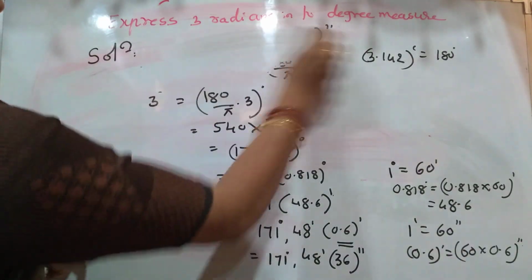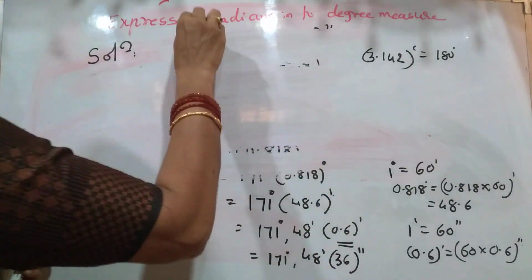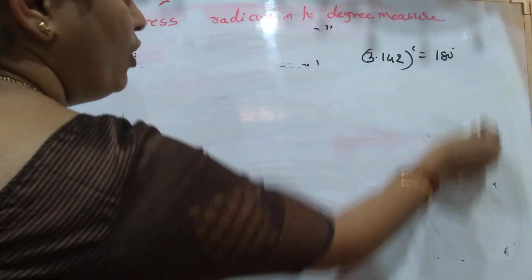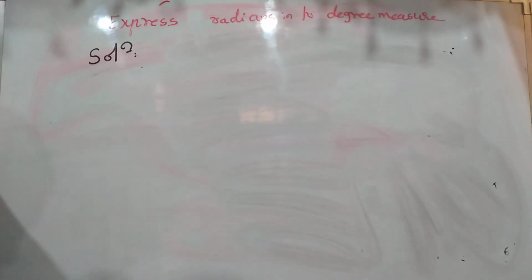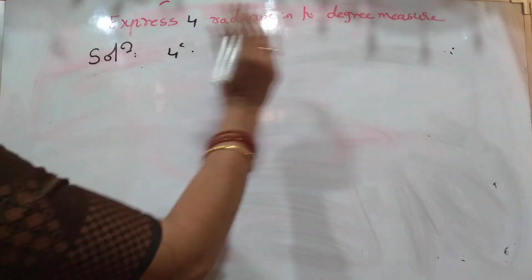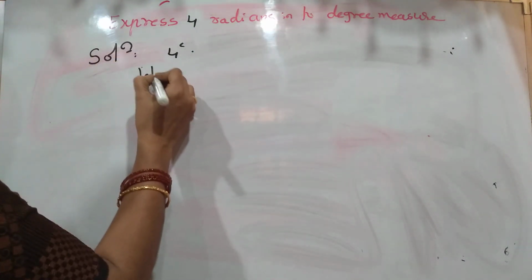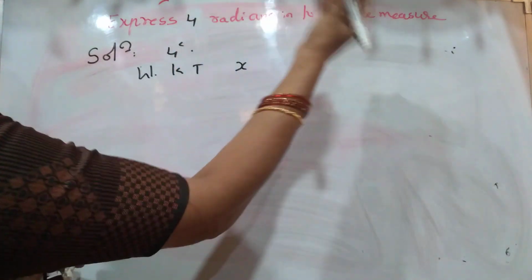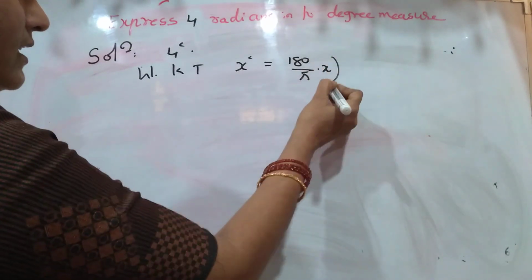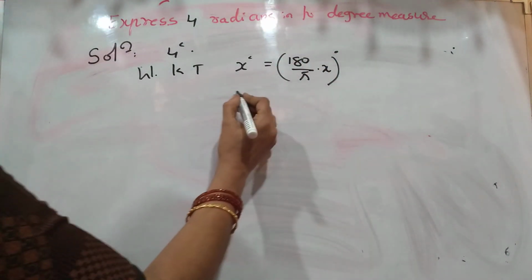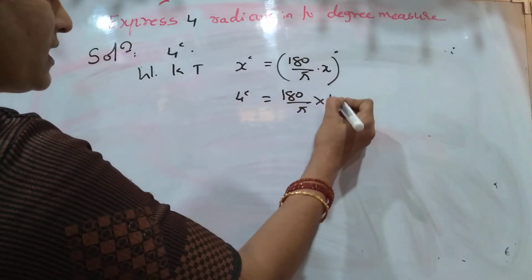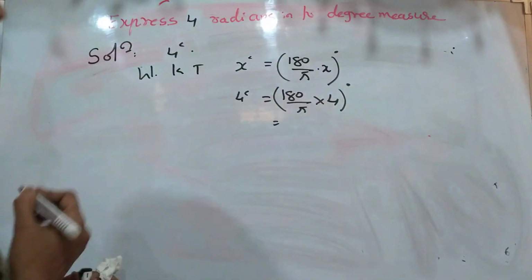Okay. Now, I consider one more similar example. Instead of 3, now I take 4. Express 4 radians into degree measure. We know how to convert radian into degree measure. x radians is 180 upon pi into x. The answer comes out to be in terms of degrees. 4 radians is equal to 180 upon pi into 4. The answer will be in degrees.